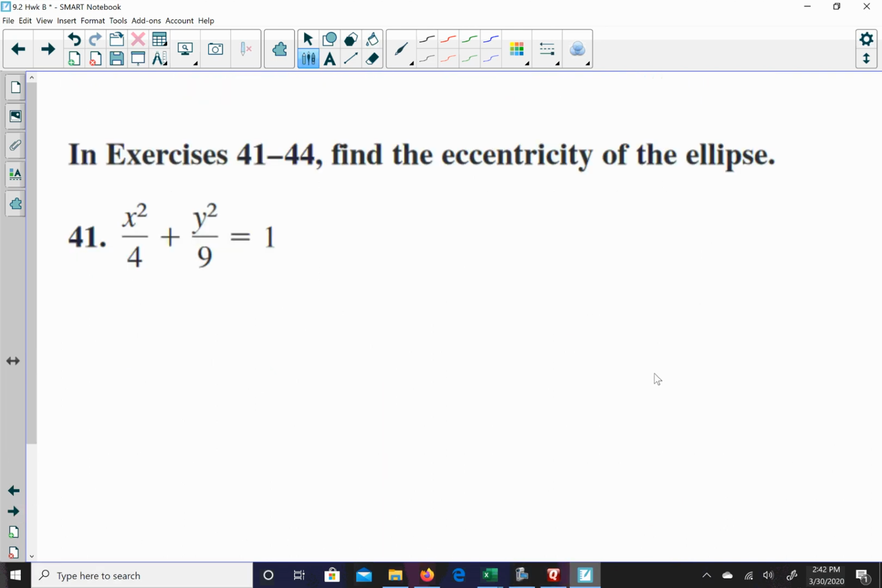Okay, find the eccentricity of the ellipse. That's all I have to do is find the eccentricity. Remember, eccentricity is simply C over A. So I know my A is the square root of 9. So I know A is 3.